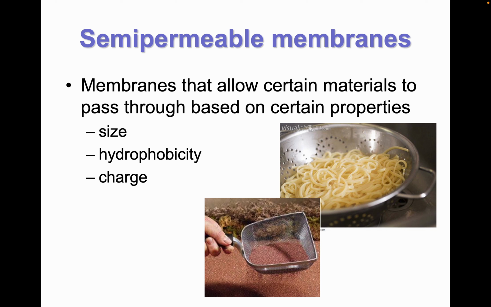For example, a cell membrane is semi-permeable because it lets certain molecules like water and small ions pass through while blocking larger molecules like proteins. This selective permeability is essential for controlling what enters and exits the cell.